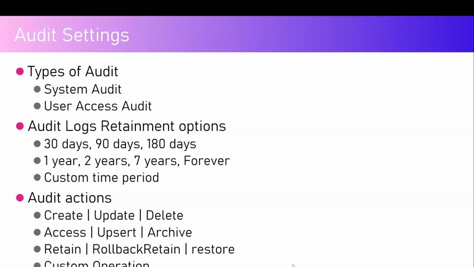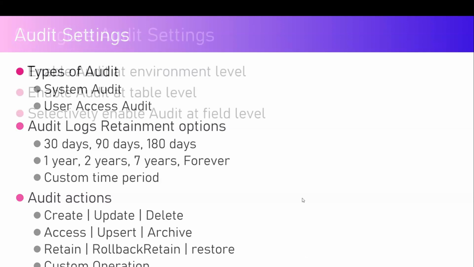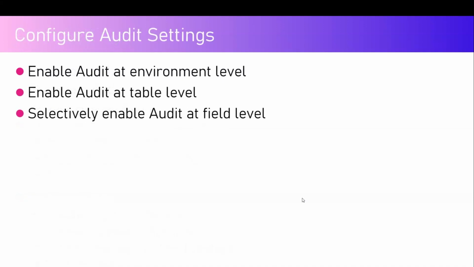Some of the actions which you can audit are creation, updation, deletion, access, upsert, archive. So upsert is basically update and insert, retain, rollback, retain, restore, custom operation. So you can basically track each and every action within audit.